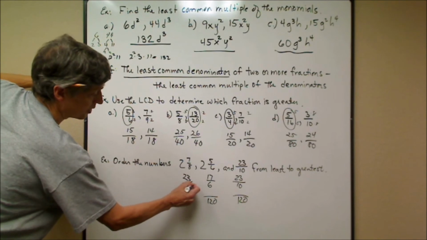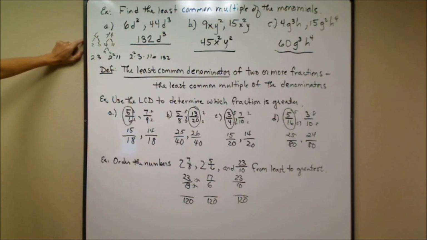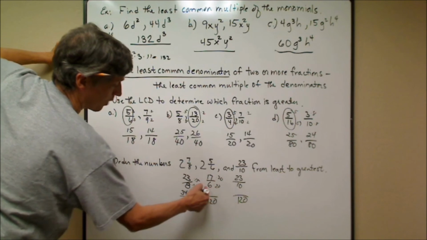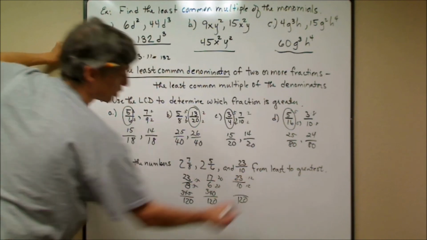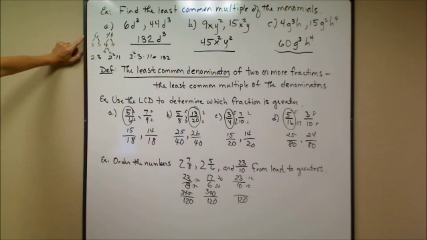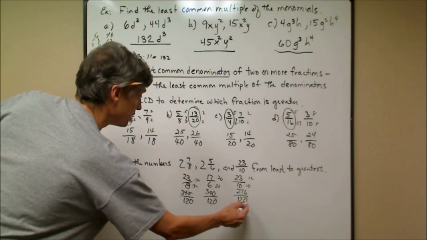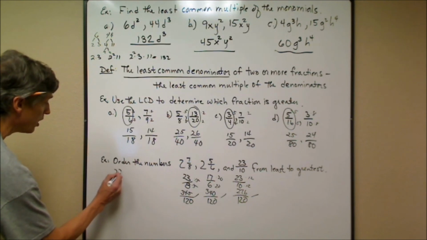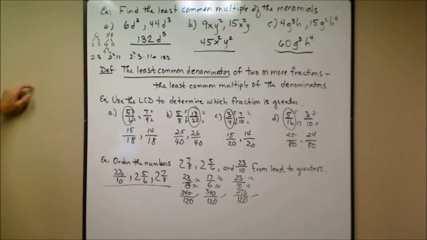Well, 15 times 8 is 120, so 15 times here, that would be 345. Yikes. All right, this is times 20, so this is times 20. That would be 340. And let's see, times 12, so this one times 12, that would be 276. So going from least to greatest, this is the smallest here. Then this one, then this one. They're in exact opposite order, so I'll just change the order around. 23/10, 2 and 5/6, 2 and 7/8, and that is the order from least to greatest.